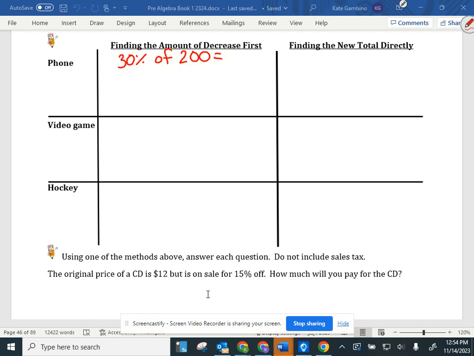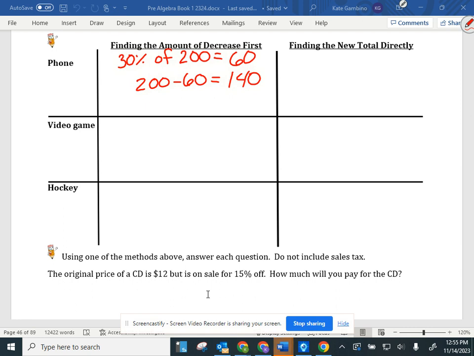30% is 0.3 times 200. Dominic? 60. You forgot that decimal place, Grace. Decimals matter. 660 is a very big difference. Okay? So remember that 30% is 0.3. So if we know we want to go down by 60, what's my second step? What do I have to do, Addie? Subtract 60 from 200. So 200 minus 60, I want to go down to 140 minutes.